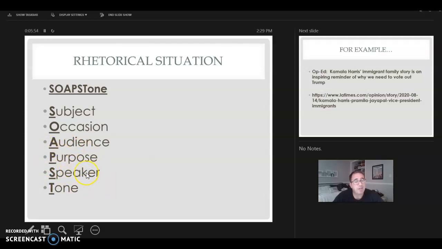The speaker: how does the speaker present themselves? What kind of persona are they trying to create in their rhetoric? Do they want to come across as common folk, just a normal person? Or are they trying to come across as very educated? Are they trying to come across as very sarcastic? What kind of persona are they adopting, and why? These are very deliberate choices that authors make. And finally, tone. Tone refers to the attitude towards the subject that the author has, and that's created with different kinds of language, different kinds of literary techniques, and that kind of stuff.